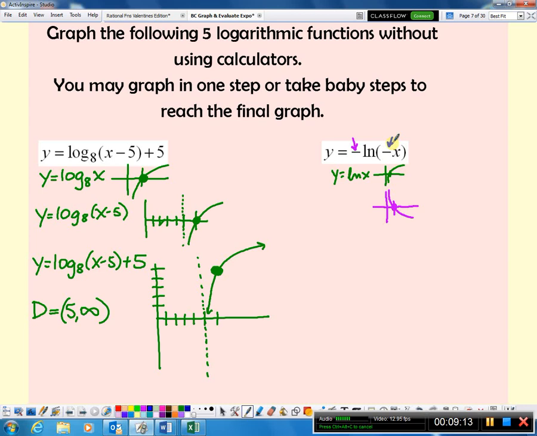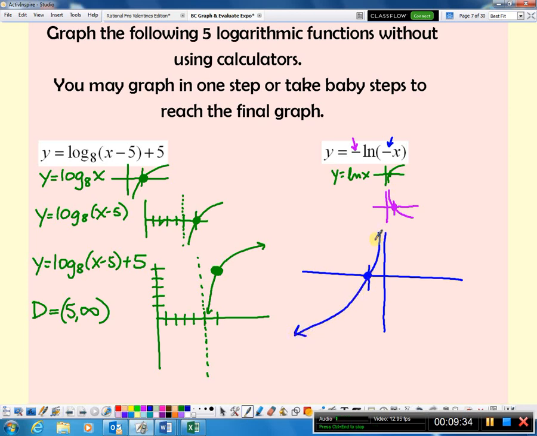Last but not least, if I look at this negative, that blue negative is going to cause the graph to flip from left to right, or to reflect horizontally, or to spin about the y-axis. Lots of different ways you could say that. That does not change the asymptote, but it does flip the intercept and the shape of the graph.